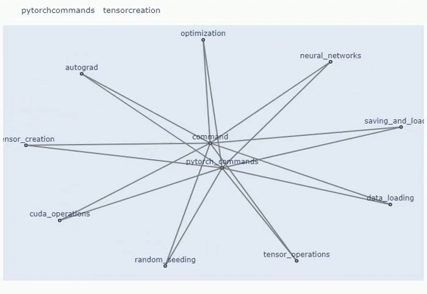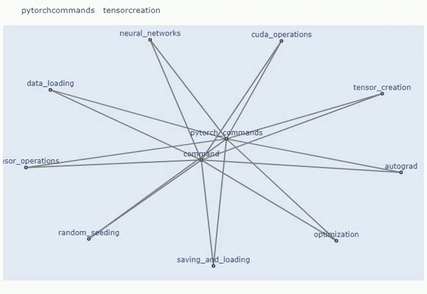Optimization. Command: torch.optim.SGD(params, lr). Description: stochastic gradient descent optimizer. Command: torch.optim.Adam(params, lr). Description: Adam optimizer. Command: torch.optim.Adagrad(params, lr). Description: Adagrad optimizer. Command: torch.optim.RMSprop(params, lr). Description: RMSprop optimizer.